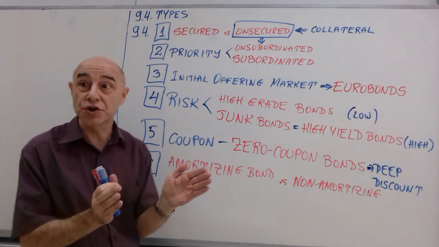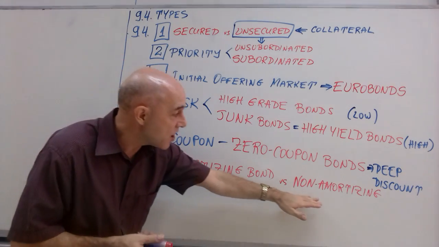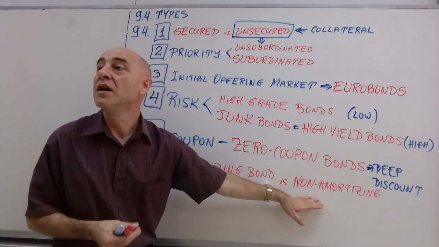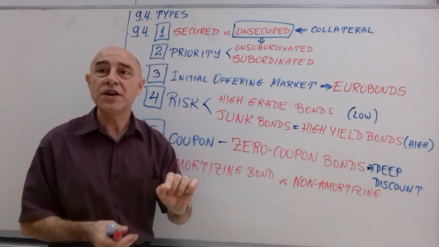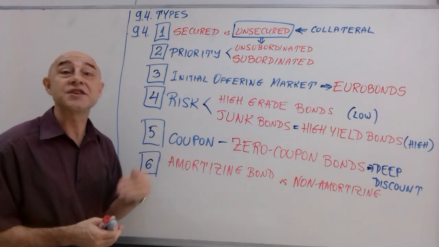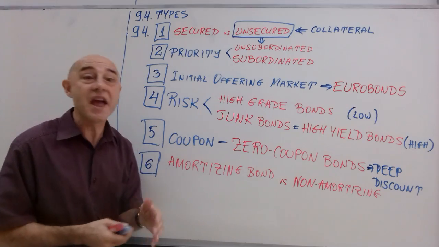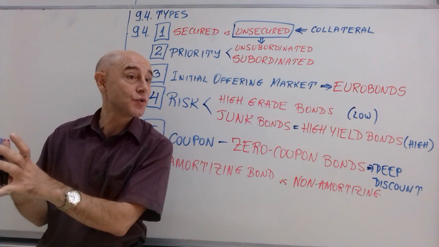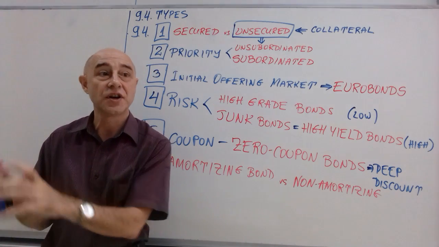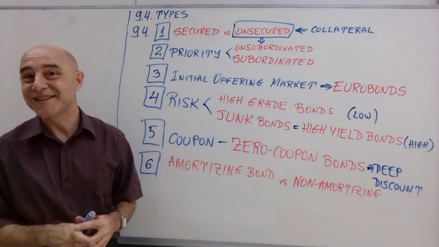So, when you get closer to maturity, you need to pay less. In a non-amortizing bond, you pay only interest and no principal. So, in amortizing, as you're paying off, you're paying partially some principal. Maybe 10% of bondholders will get their principal this year. Maybe 10% of bondholders will get it next year. Is it fun?